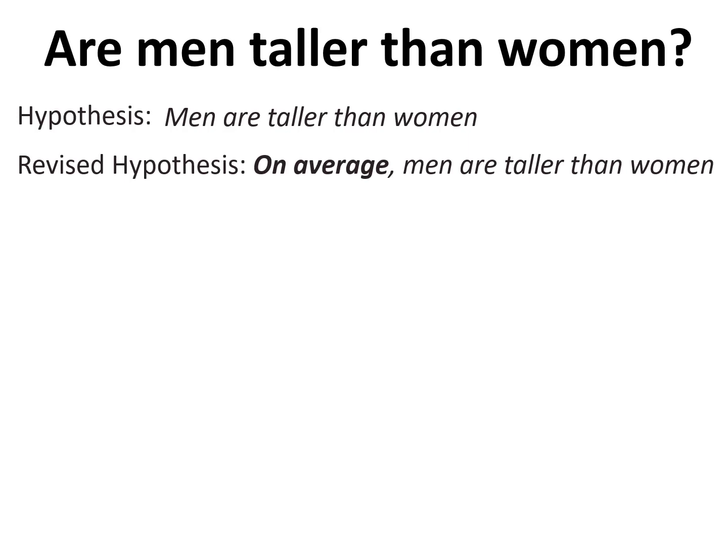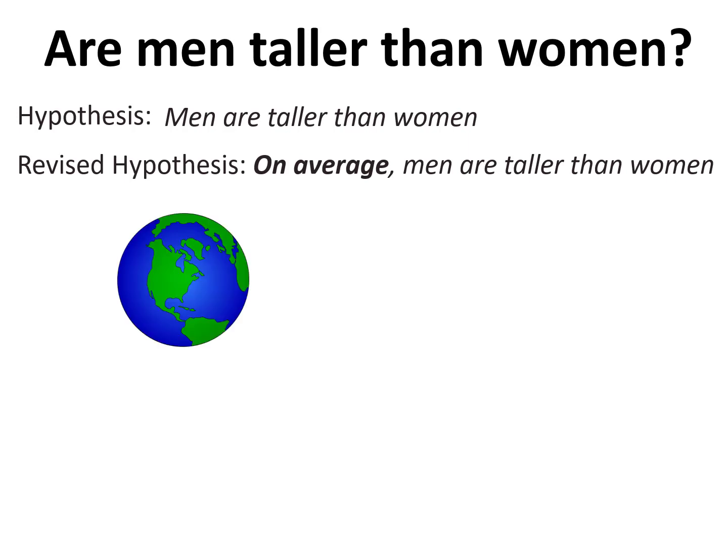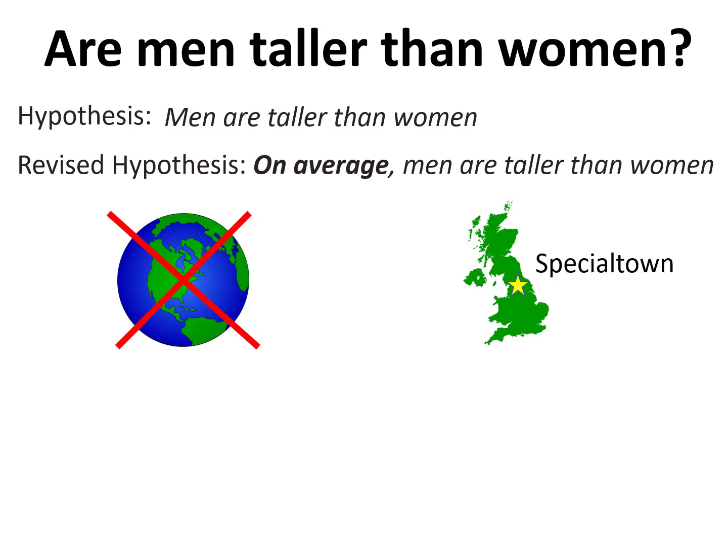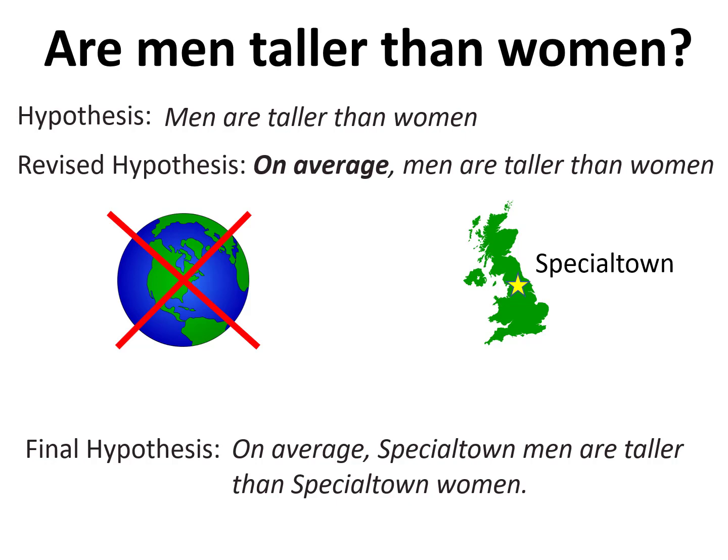And because that men are taller than women statement seems to include every man and woman on the planet, we cut down our study and say we're just going to look at men and women in the UK. Now that's as far as we got in the sampling session, but today we're going to cut down the questions still further, and we are simply going to look at men and women who inhabit the town of Specialtown in central England. So our final hypothesis is this: on average, Specialtown men are taller than Specialtown women.